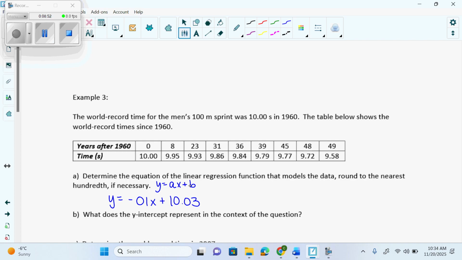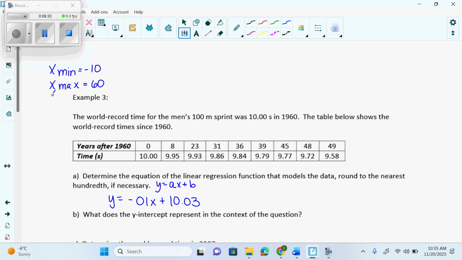So here we are, the world record in a 100-meter sprint since 1960. So these are the years after 1960. So we're going to go to window, and we can make our x min be negative 10, which would represent 1950. And then we have 49. We could make our x max be 60, let's say. Because 0 is 1960, right? We can make our x max, everyone should be doing this, 60, or we can make it higher, make it be 100.